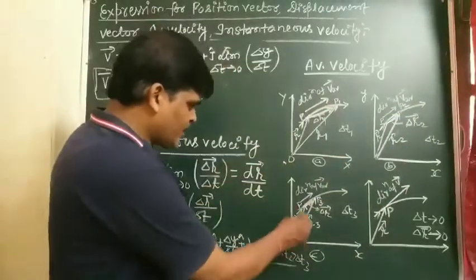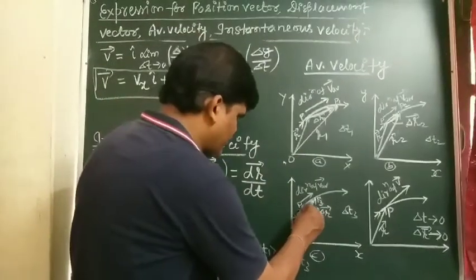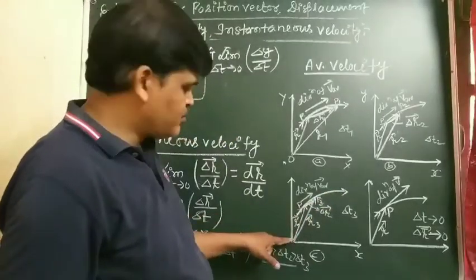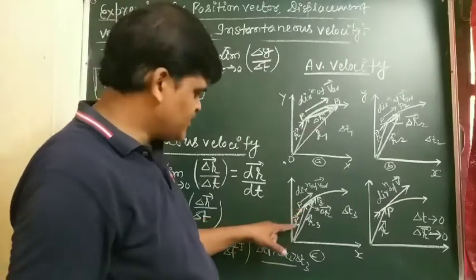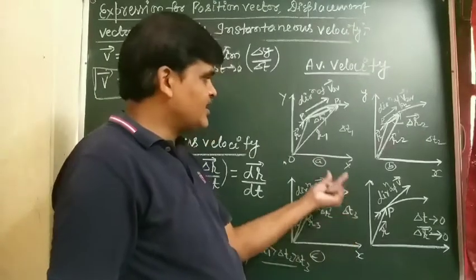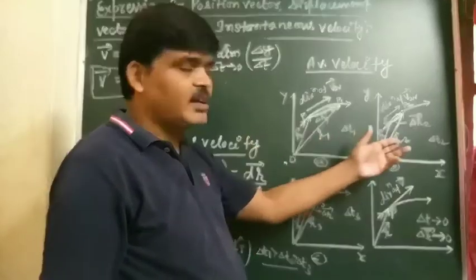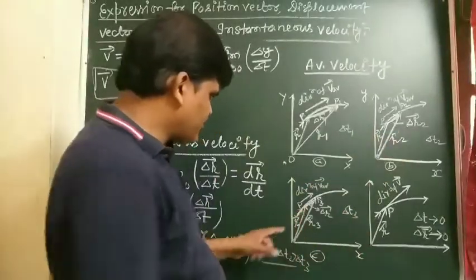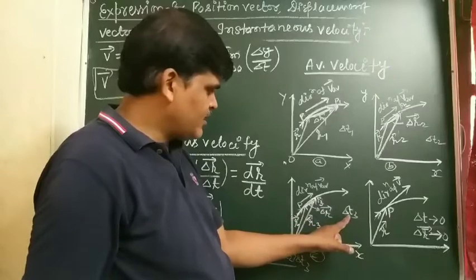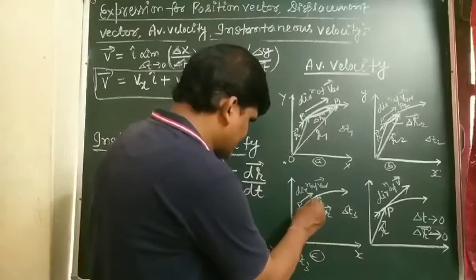In the third case, the path of the object is this curved line, and the position of the object at time t is r vector. After time delta t3, and this delta t3 is less than delta t1 and delta t2, the position of the particle is P3.